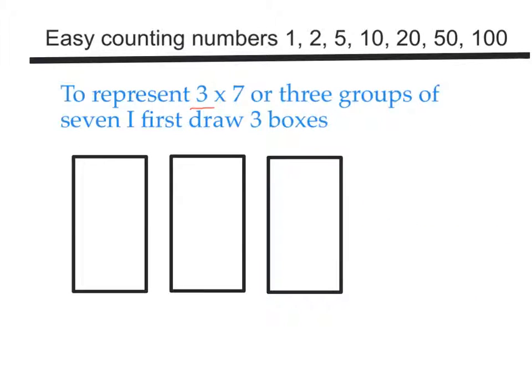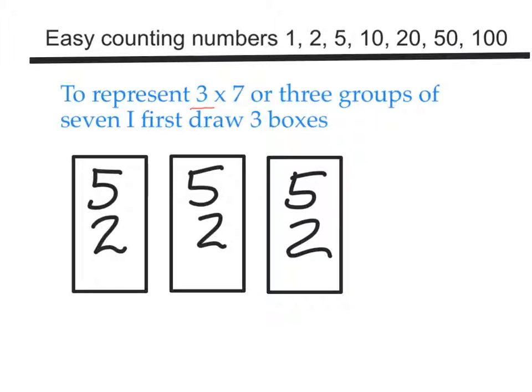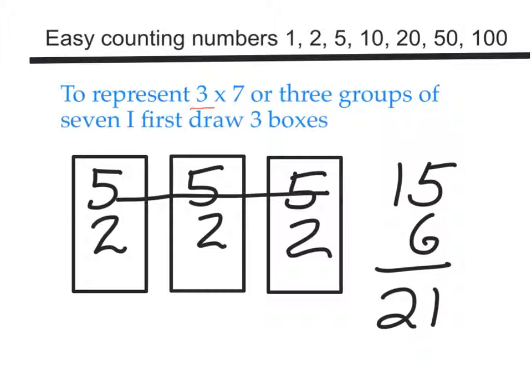To represent 3 times 7, or 3 groups of 7, I first draw 3 boxes. Then I go ahead and write down 7 decomposed inside each group. So I write 5 and 2 because those are the 2 easy counting numbers that add up to 7. Now I go ahead and total, and I have 15, and then I have 6. So 3 times 7, when I add them up, is 21.